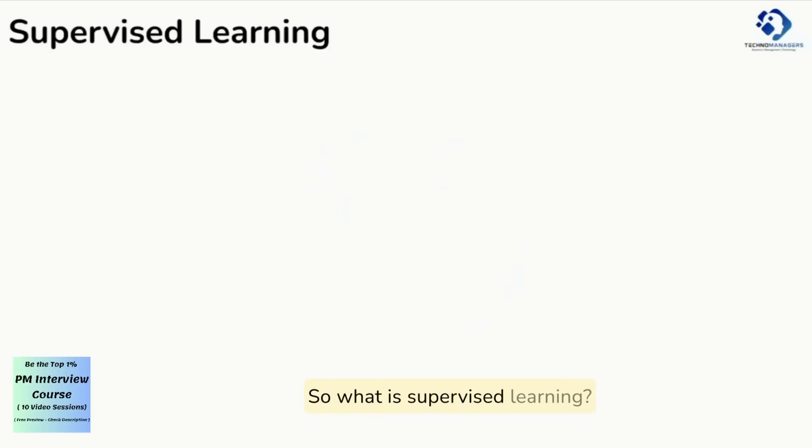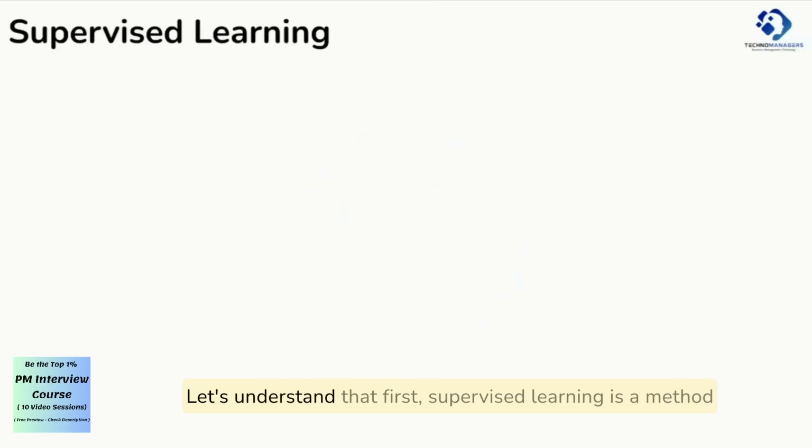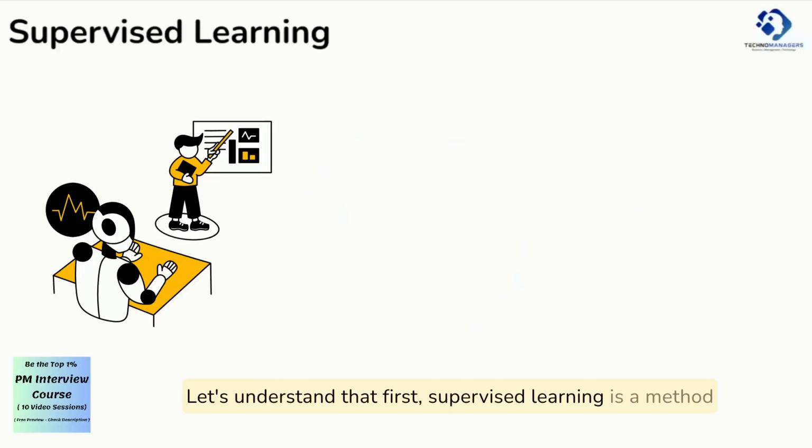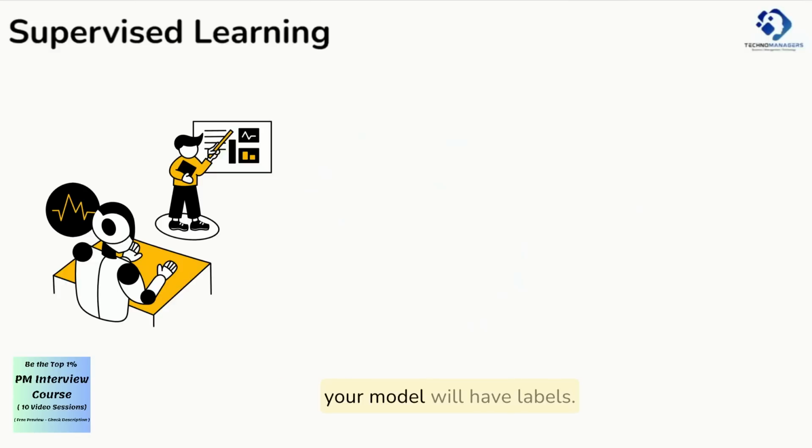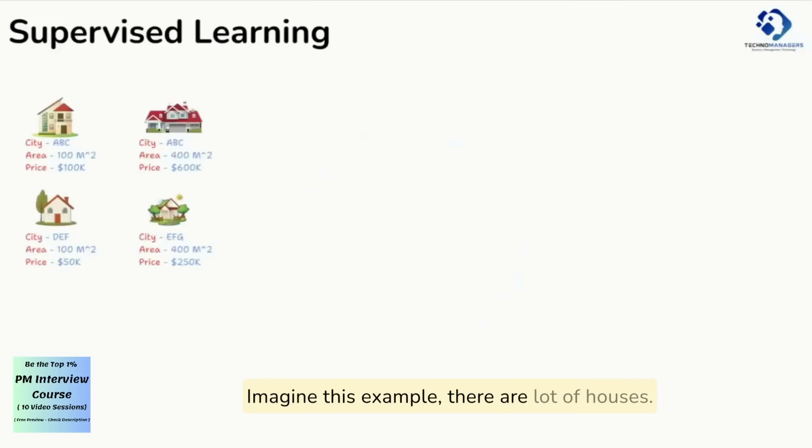So, what is supervised learning? Let's understand that first. Supervised learning is a method to train a model using labeled data. Here, the data on which you are training your model will have labels. Imagine this example. There are a lot of houses. Each house has a label of what city it belongs to, what the carpet area is, and what the price of that house is. See, each house has a tag of city, carpet area, and price.